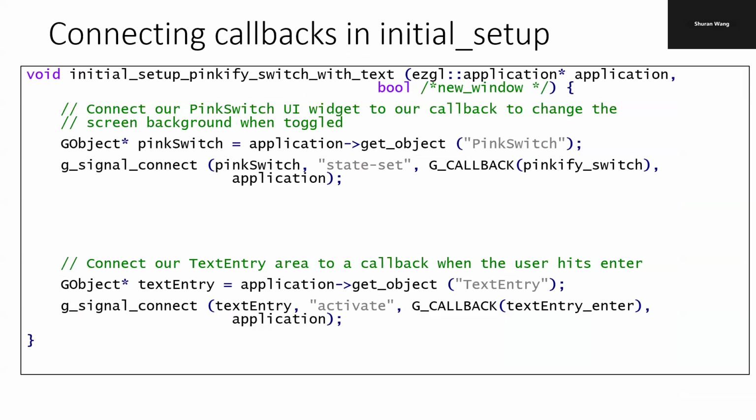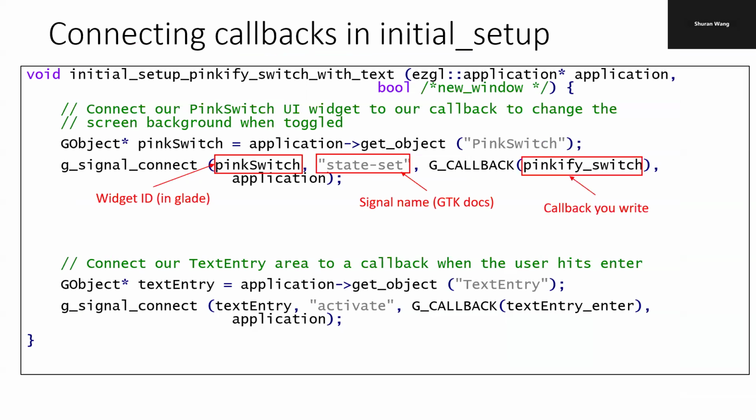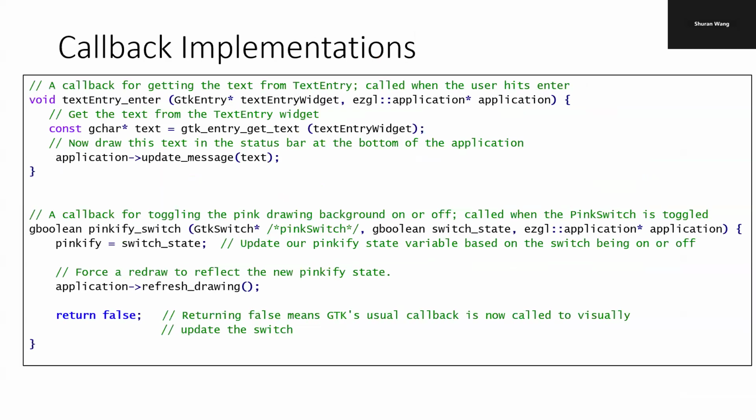In our code, to connect callbacks in the initial setup function, we use the g_signal_connect. The first one is the GObject pointer that's obtained from our widget ID in Glade. Second one is the signal name to be found inside the documentation. Then the registering callback function, and lastly, the pointer to data you'd like to access in the callback. It's either application or null pointer for not accessing anything.